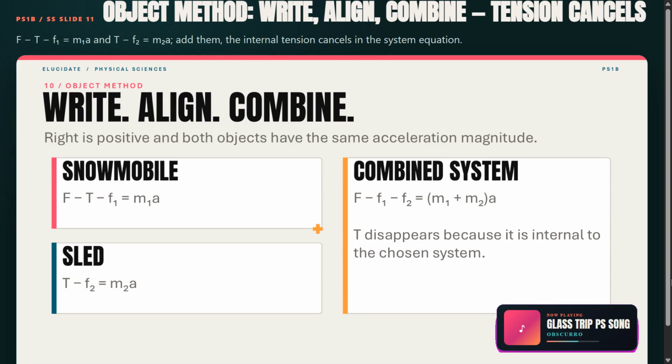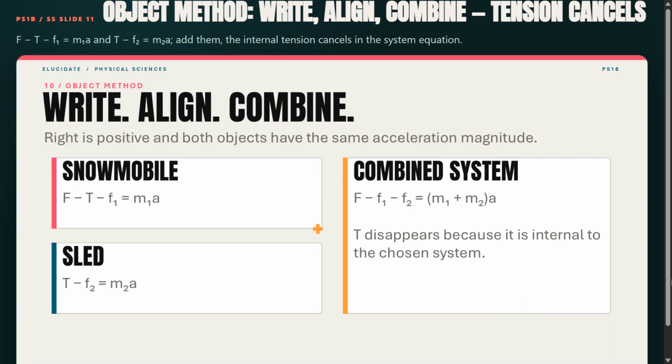Now add the two equations. The tension terms appear with equal magnitude and opposite signs, so they cancel. That is why tension disappears only inside the combined system equation. It is an internal force of the two-body system.